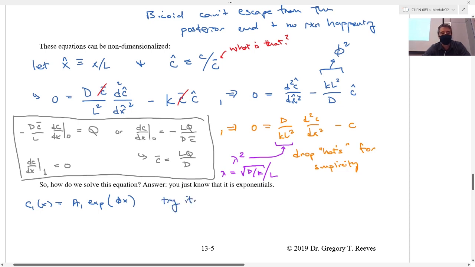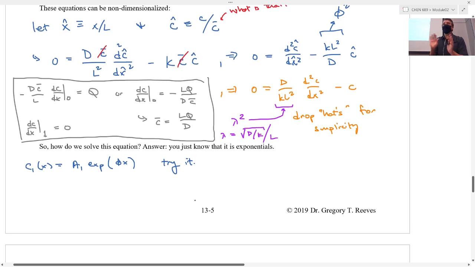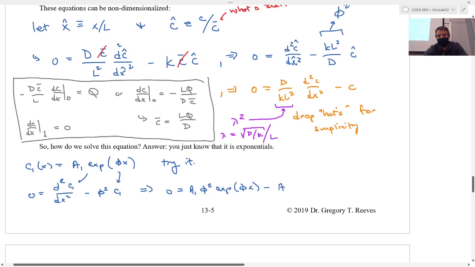It's not really a guess. I know it's the right answer, but here we go. The reason why you know it's the right answer is because you tried it. Okay, so let's plug it in. So 0 equals d squared C1 dx squared minus Thiele squared C1. So if I plug in C1 into there, what you get is 0 equals, the second derivative of C1 is just A1 Thiele squared e to the Thiele x. Minus, now we just plug in C1, A1 Thiele squared.